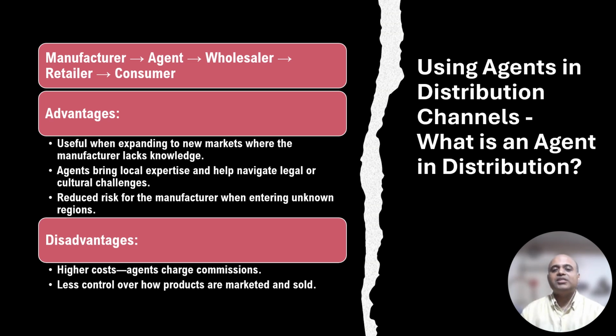And that brings us to our fourth channel of distribution, which is manufacturer to the agent, from the agent it reaches the wholesalers, and from wholesalers to the retailers, and from retailers to the consumers. Now let's look into what the advantages of this channel of distribution are.